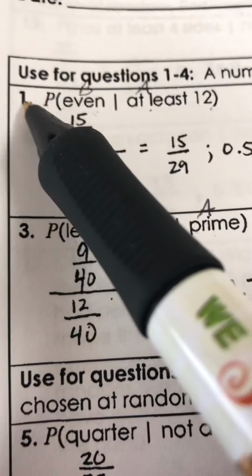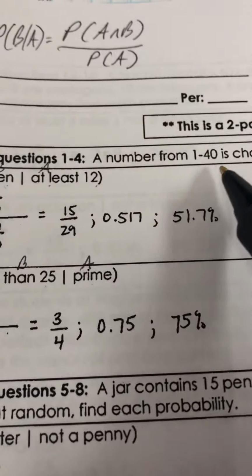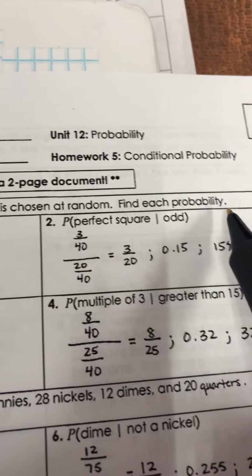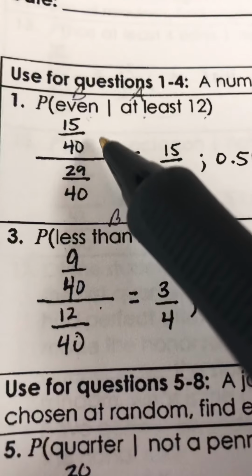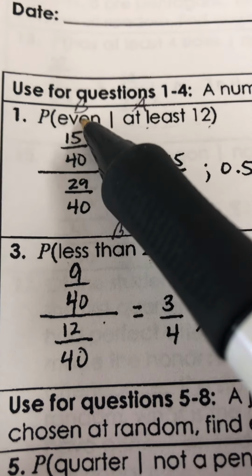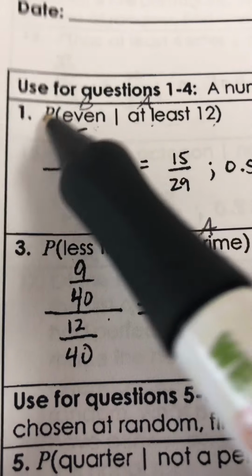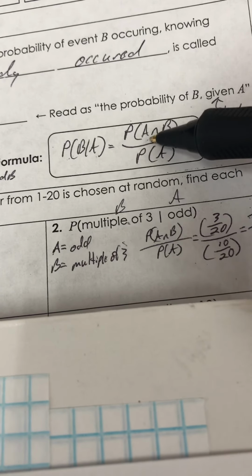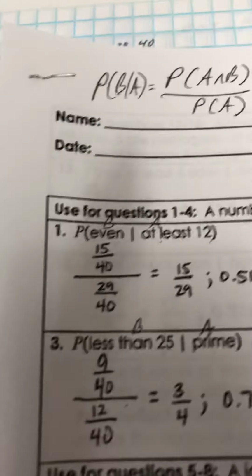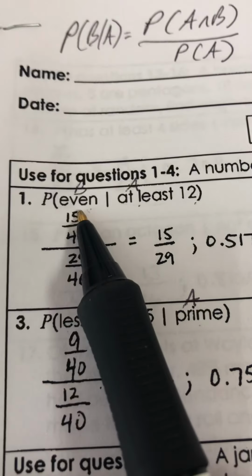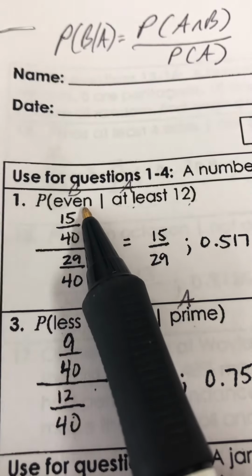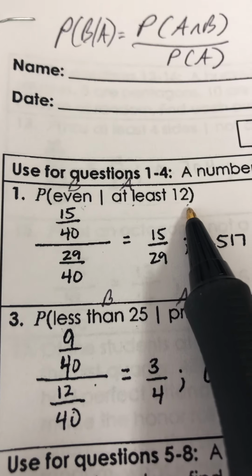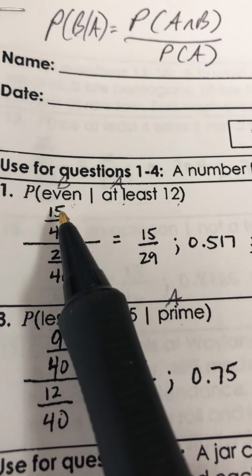So for number one, you have a number from 1 to 40 chosen at random, and find each probability. Well, it helps to mark, okay, this is my B, this is my A. This is where I start, the P(B|A). And then we're going to take those amounts and have the intersection of A and B over A. So, even and at least 12. So you have both even and at least 12.